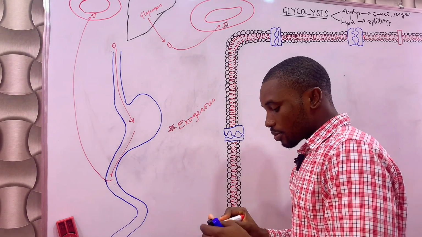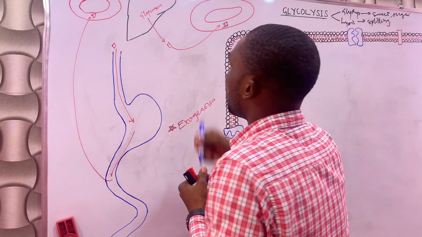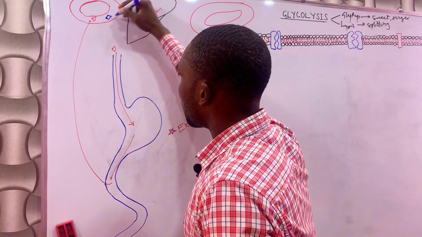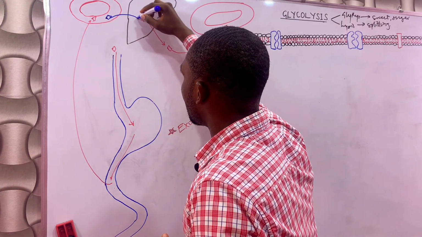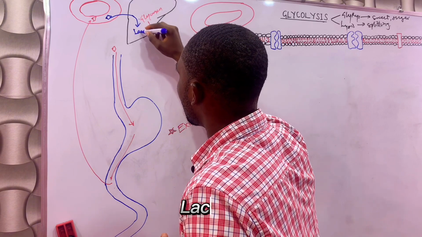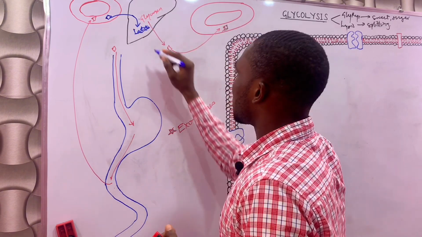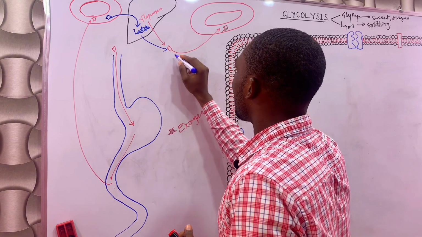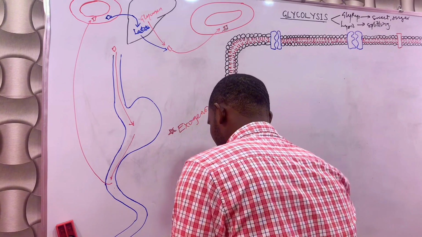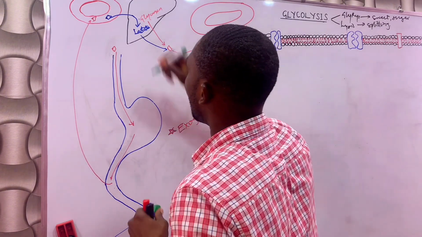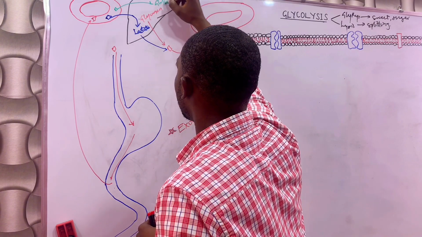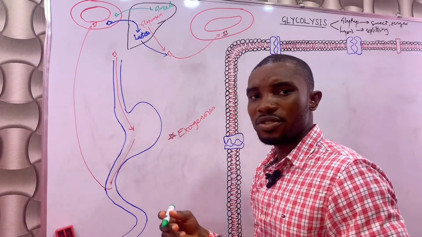Okay, so the liver also takes up other molecules from the blood. For instance, it takes up this. Let's say these are lactates. So it takes up blood lactate and produces what? Glucose. It can also take up something else within the blood, and this is what? Glycerol. Where is glycerol got from?